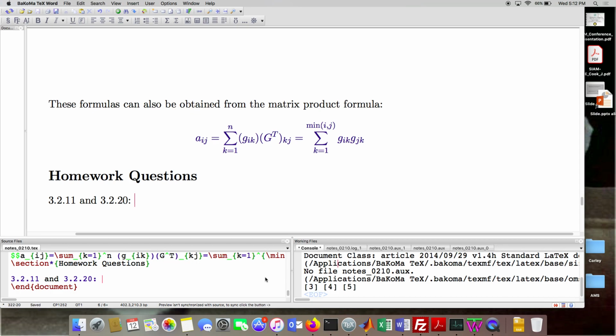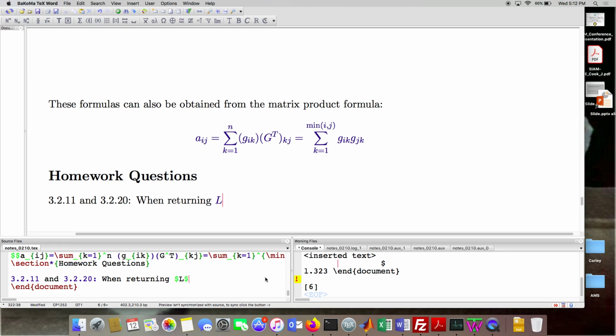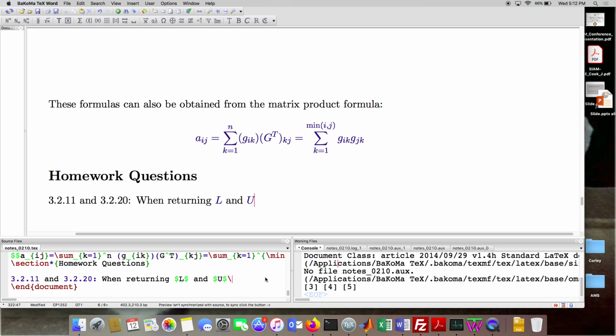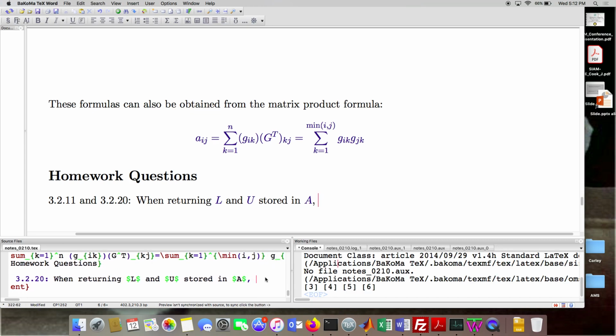Now, here's what you can do when returning L and U stored in A, if you're looking for a way to check it. Here's what you can do.